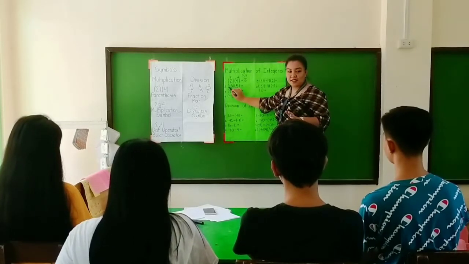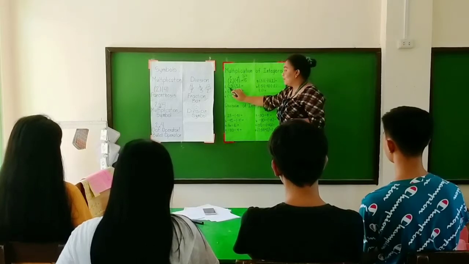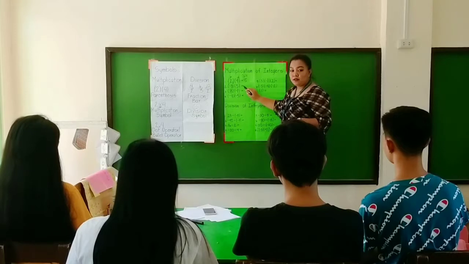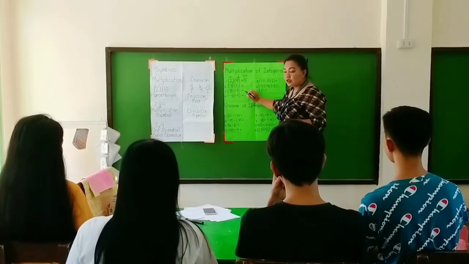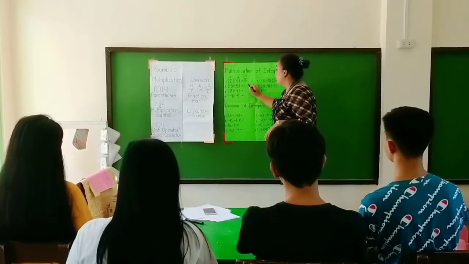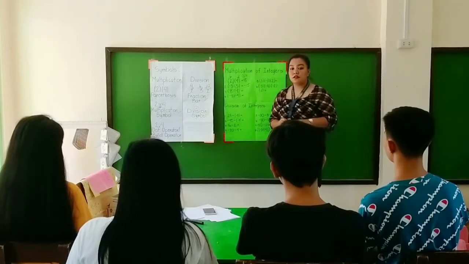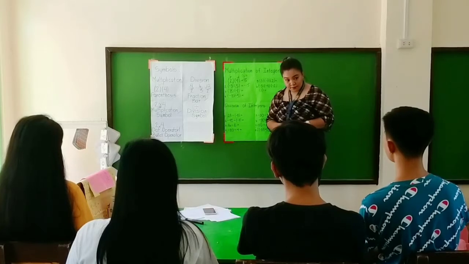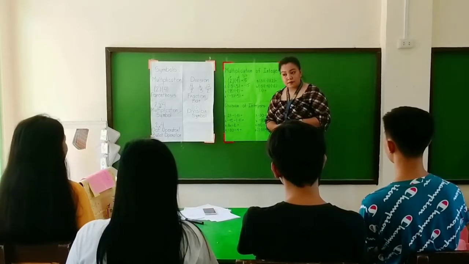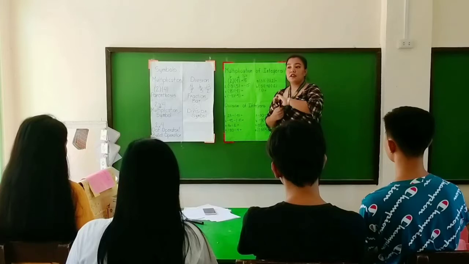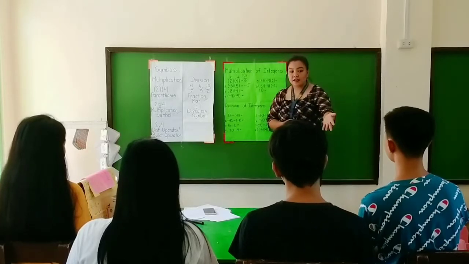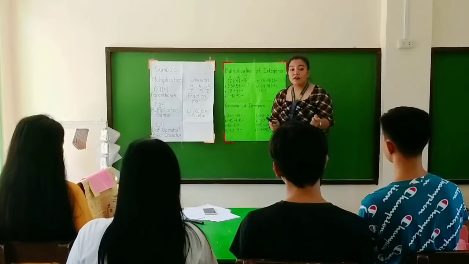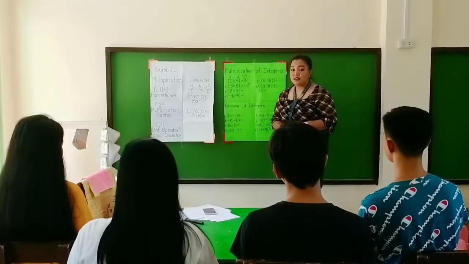What sign do we use? Negative. Negative 3 times positive 5 is equal to negative 15. Bakit negative 15? Negative times positive is equal to negative, because they are different integers. Very good. All of you are correct. So that would be negative 15.